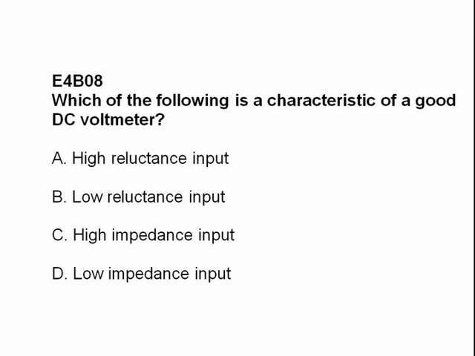Which of the following is a characteristic of a good DC voltmeter? A, high reluctance input. B, low reluctance input. C, high impedance input. D, low impedance input. The answer is C, high input impedance, so that it does not unduly load down the circuit being measured.